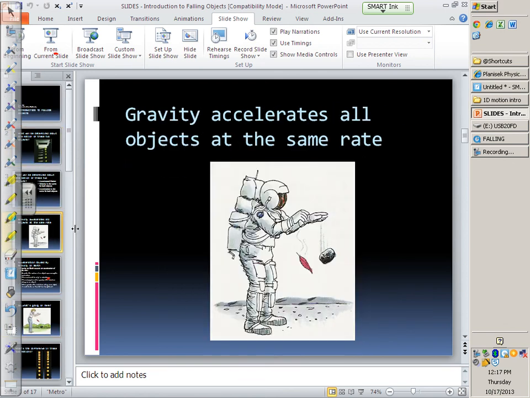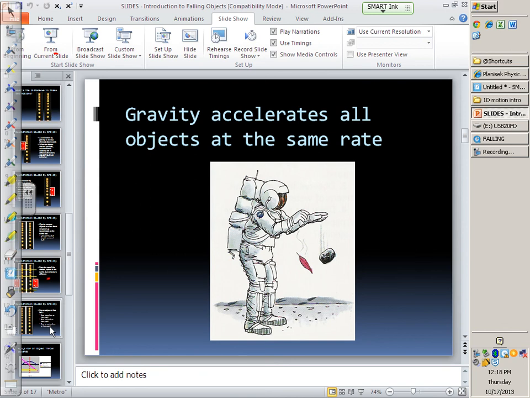It is true that gravity accelerates all objects at the same rate, but gravity is different at different locations. So all objects on the moon experience the same acceleration. All objects here on Earth experience the same acceleration due to gravity, but not necessarily the same in both places. Okay? So, that being said, let's go here.